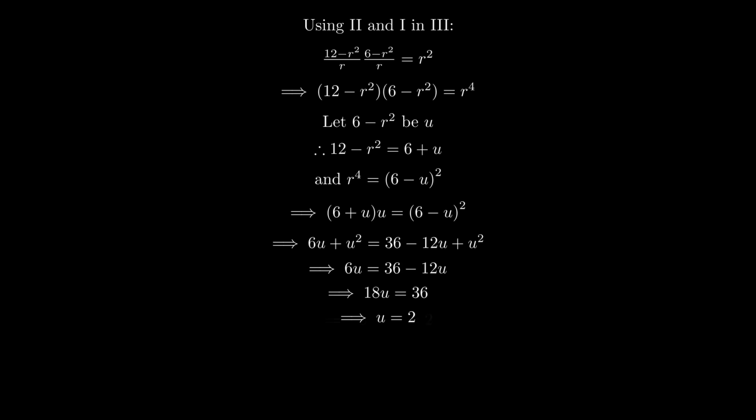Putting u back in terms of R, 6 minus R square is equal to 2, or R is equal to 2. So that's our answer. The radius of the circle is 2 units.